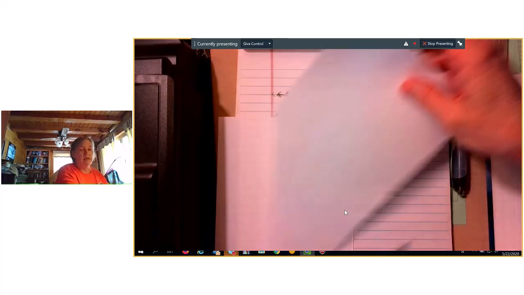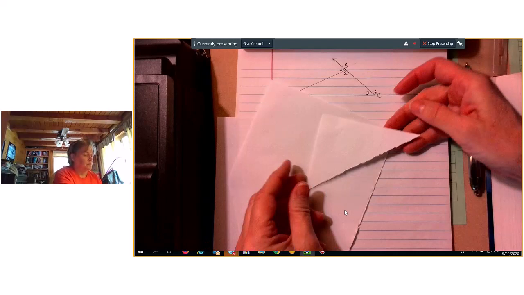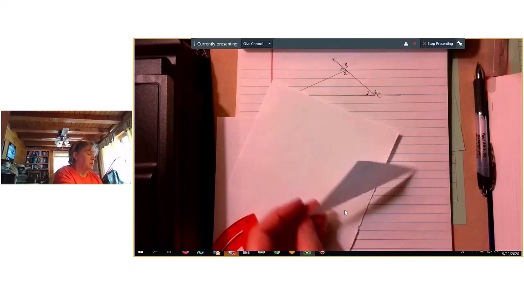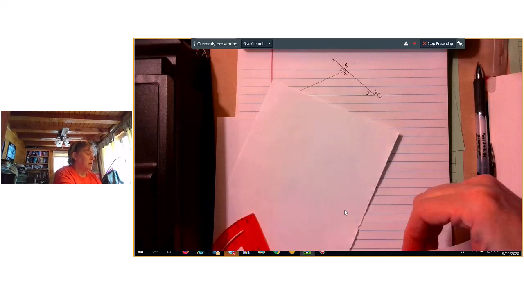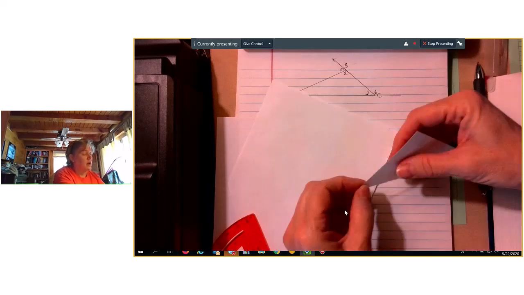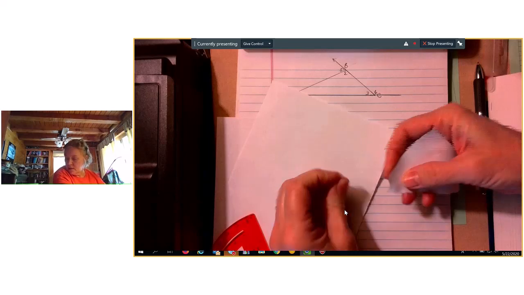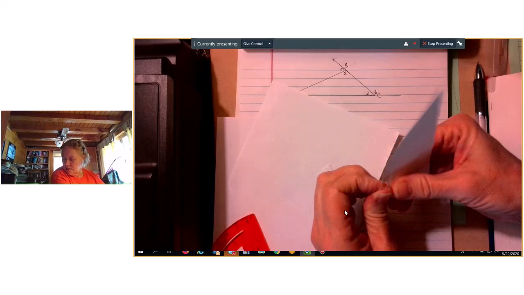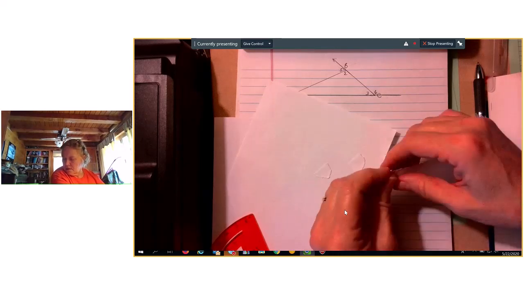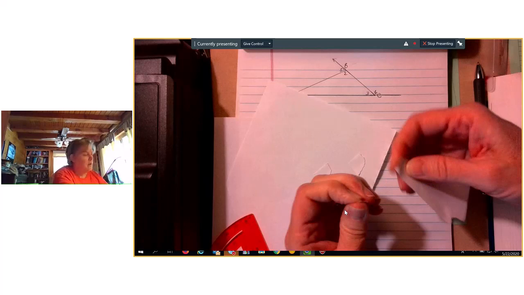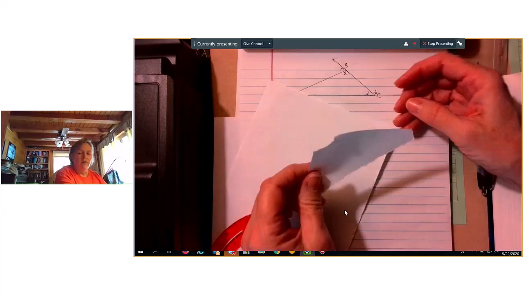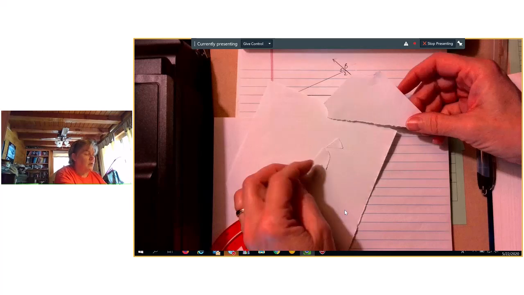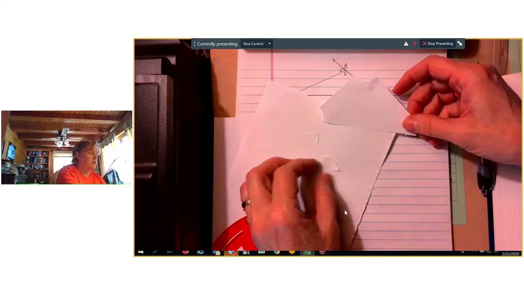Okay, so you see what I did. I just made a little triangle here. This one needs to be trimmed up just a tad, so I want you to cut these. Cut the little ends off of your triangle, tear them off. And these little ends are going to form a what? That's what I want you to find out.